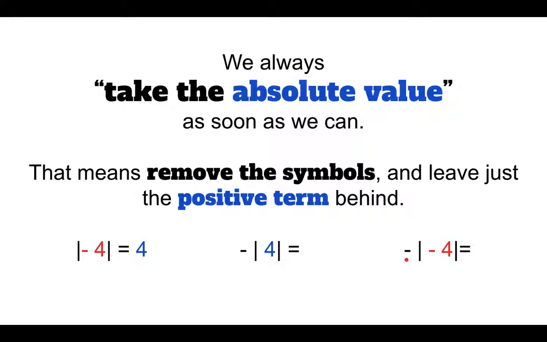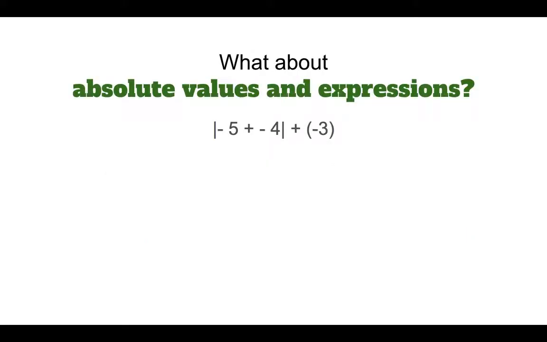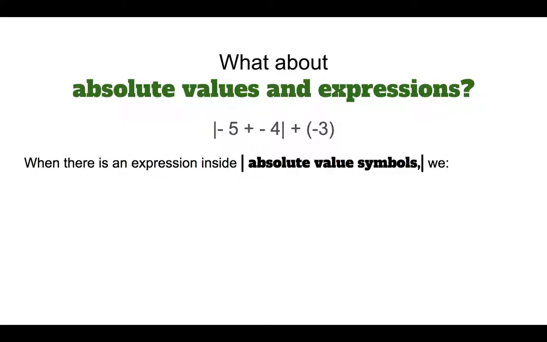Here, we have the opposite of the absolute value of negative 4. Now down here we already saw that the absolute value of negative 4 is positive 4. So we can change this whole thing to positive 4, but this negative sign comes with it. So the opposite of the absolute value of negative 4 is negative 4. It helps to say it out loud. So what about absolute values and expressions like this? How do we deal with that?